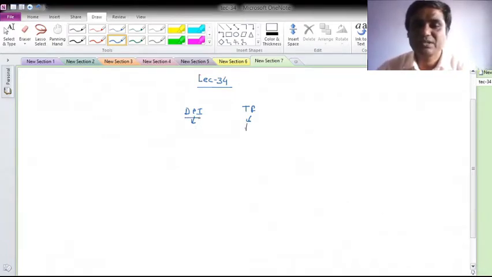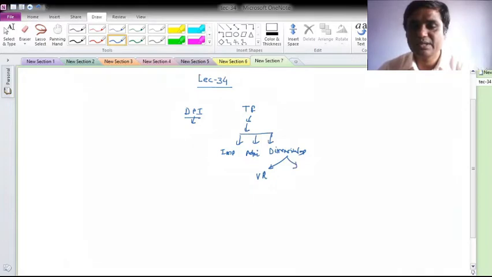Okay. And next we have seen that transfer function also can be categorized into three ways. One was the transfer impedance, then there was the transfer admittance, and then there was a dimensionless one. And here the dimensionless one can be defined as a voltage ratio transfer function and current ratio transfer function.